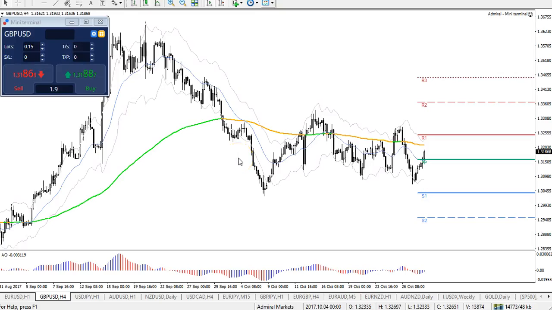Okay, let's take a look at the pound dollar. Pound, from my point of view, my vision, is a bit messy at this moment. Yes, it is technically in a downtrend, and it is in a downtrend channel if you connect the highs like this and you connect these bottoms like this.